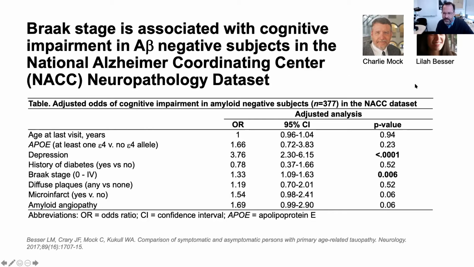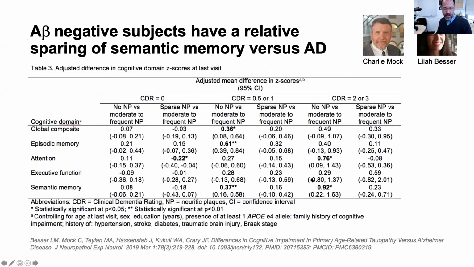I teamed up with some of the folks there at the NACC who also shared my interest in PART, and we pulled out 377 patients that had matched clinical data, and were able to show a lot with them. It was a highly productive collaboration. We published 5 papers together looking at the clinical pathological correlations in PART. The first paper was led by Lila Besser, and she showed beautifully that cognitive impairment in these amyloid negative subjects is associated with the Braak stage that I was telling you about.